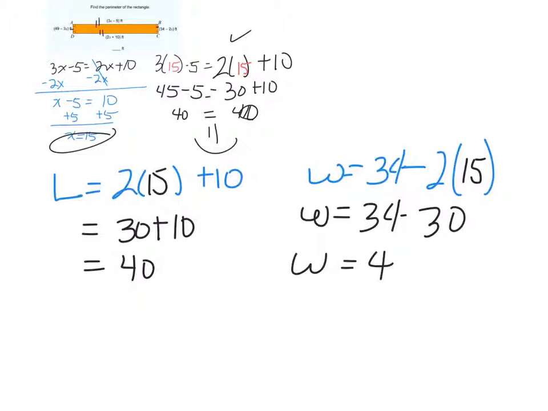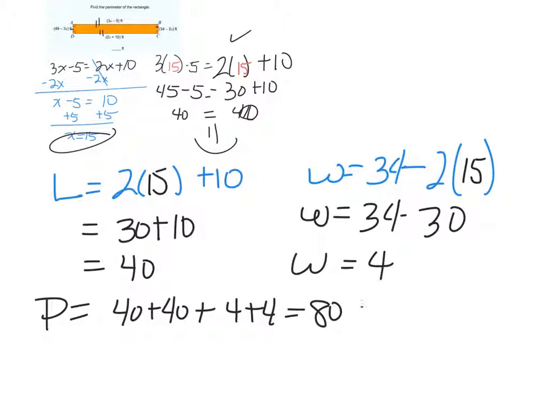So to do perimeter, I'm going to have 2 lengths and 2 widths. So 40 plus 40 is 80, 4 plus 4 is 8, so my perimeter is 88, and they said the units were feet.